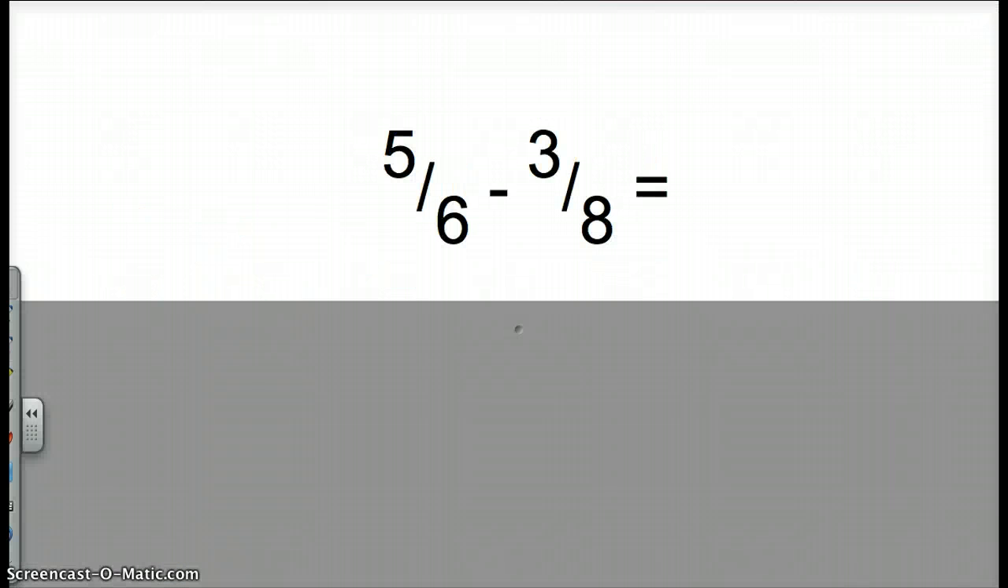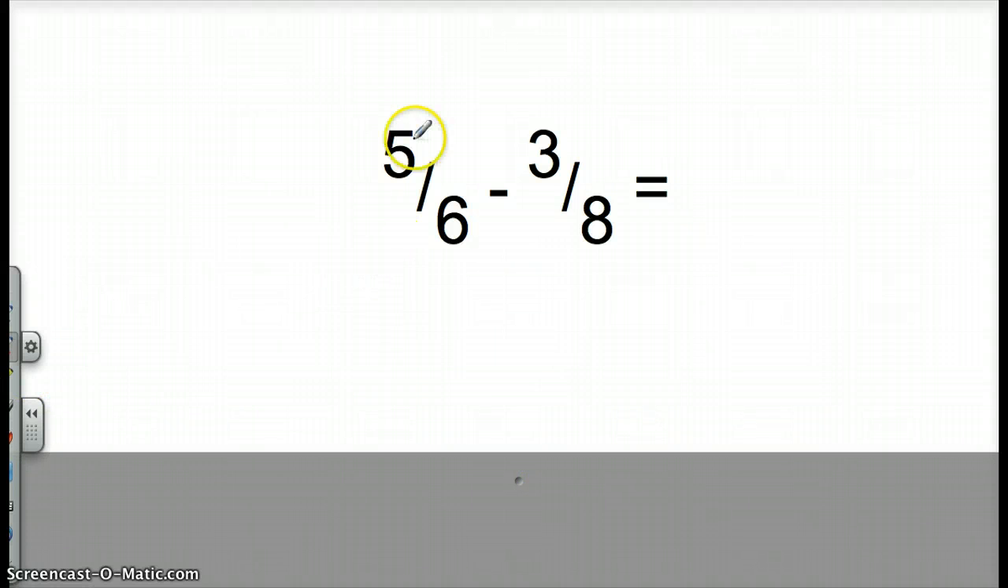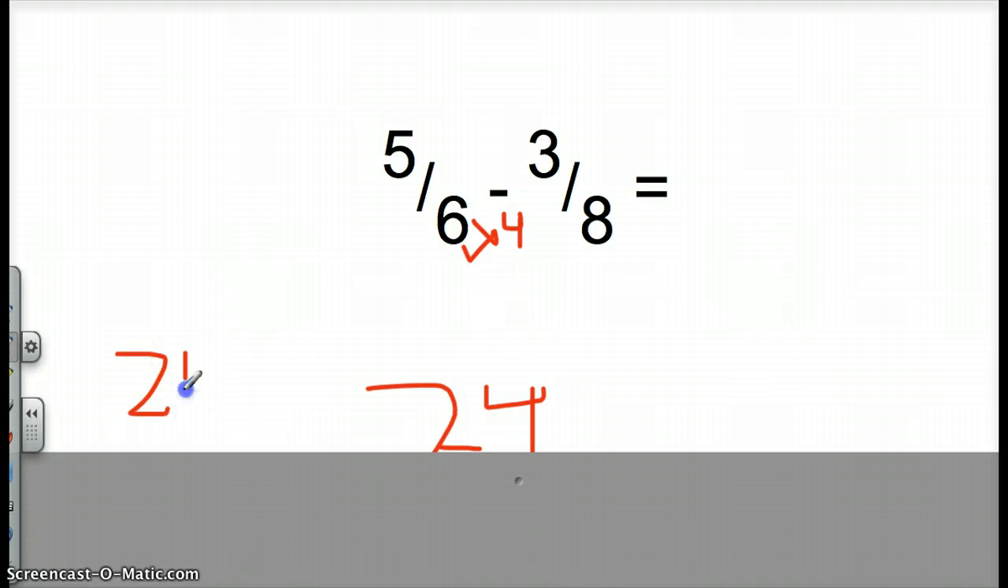Here's another problem that we have made: 5/6 minus 3/8. To do that, we have to change these. What would be the common denominator for them? I think the best one would be 24. So, in order to change that, I have to times this by 4, making it 24. And then I have to do the same thing to the top, making it 20/24.